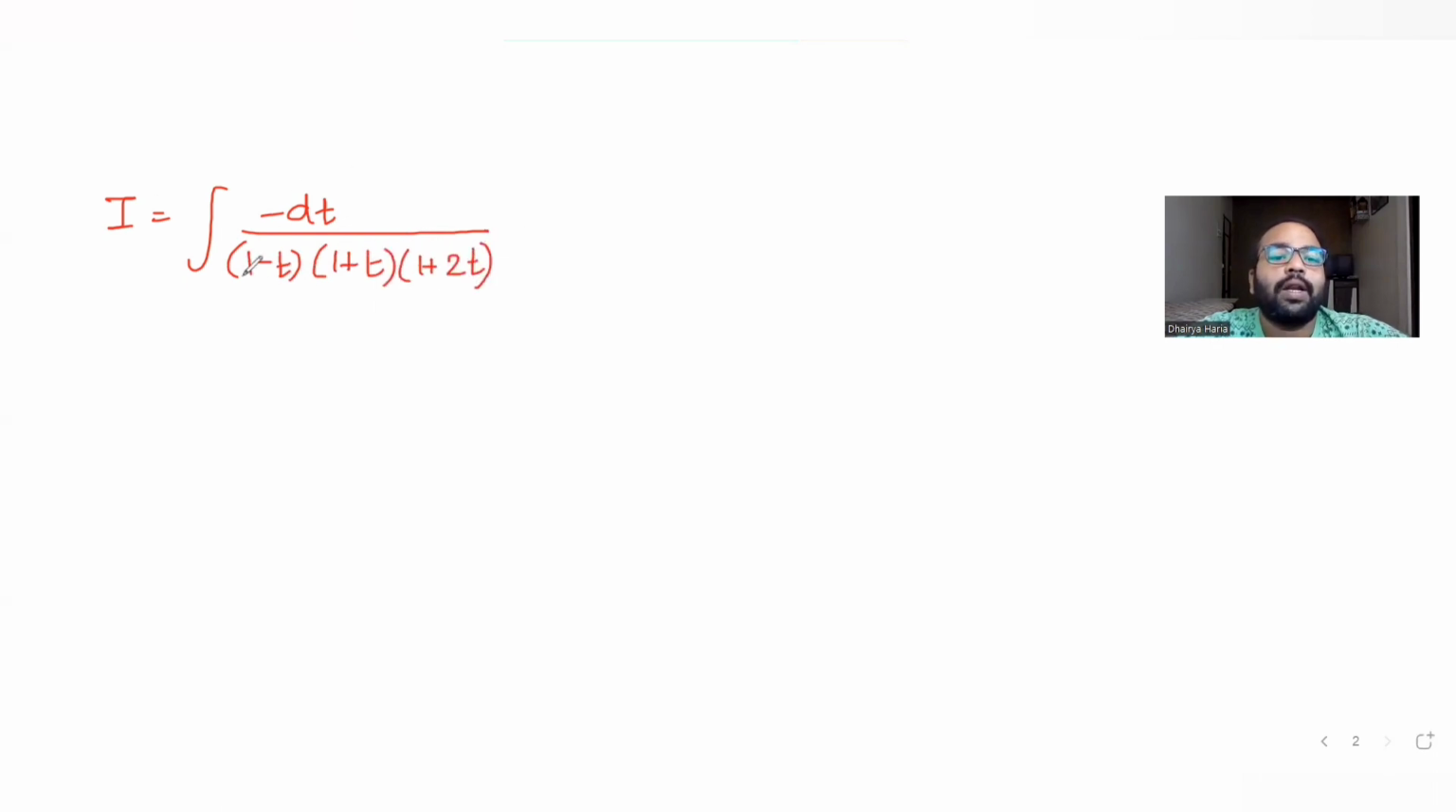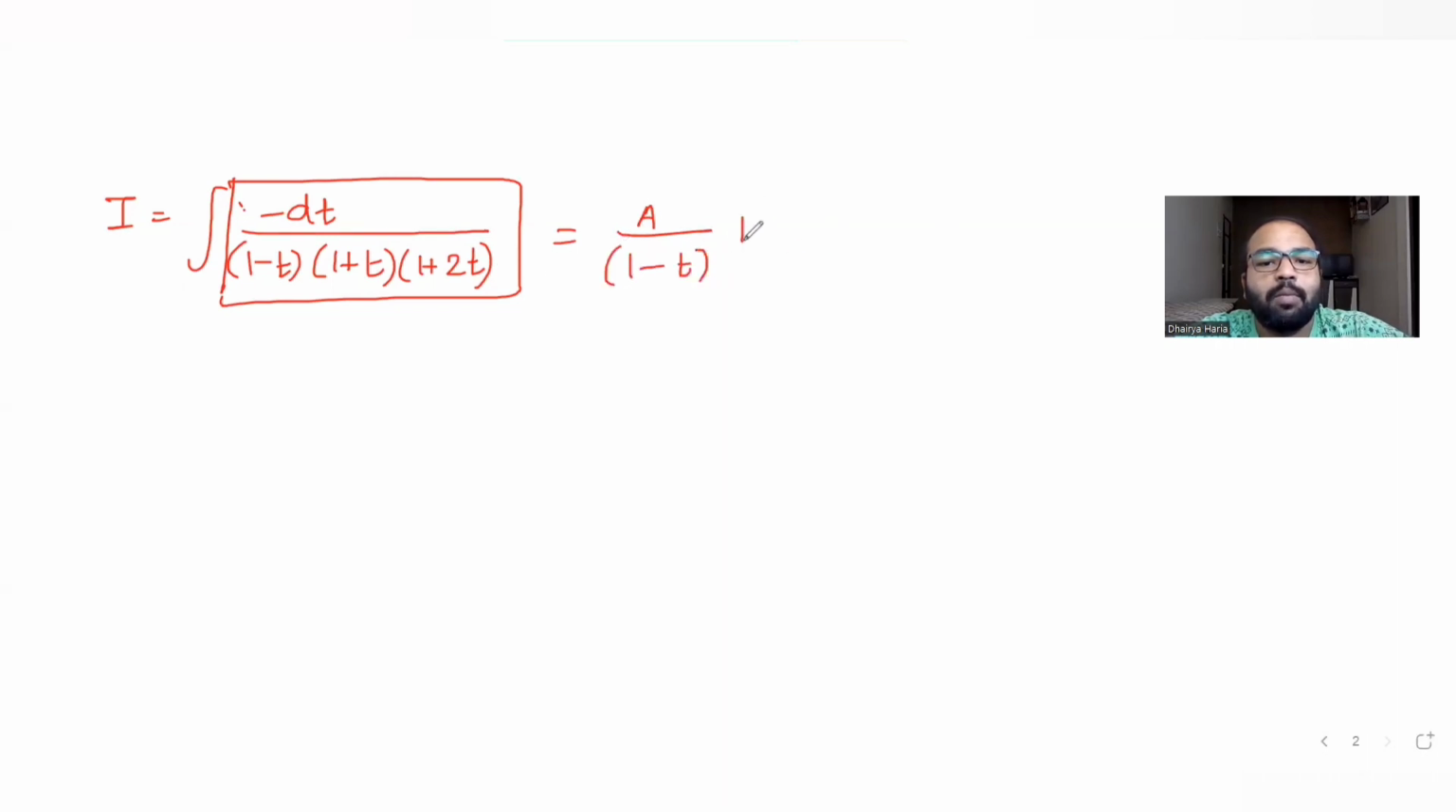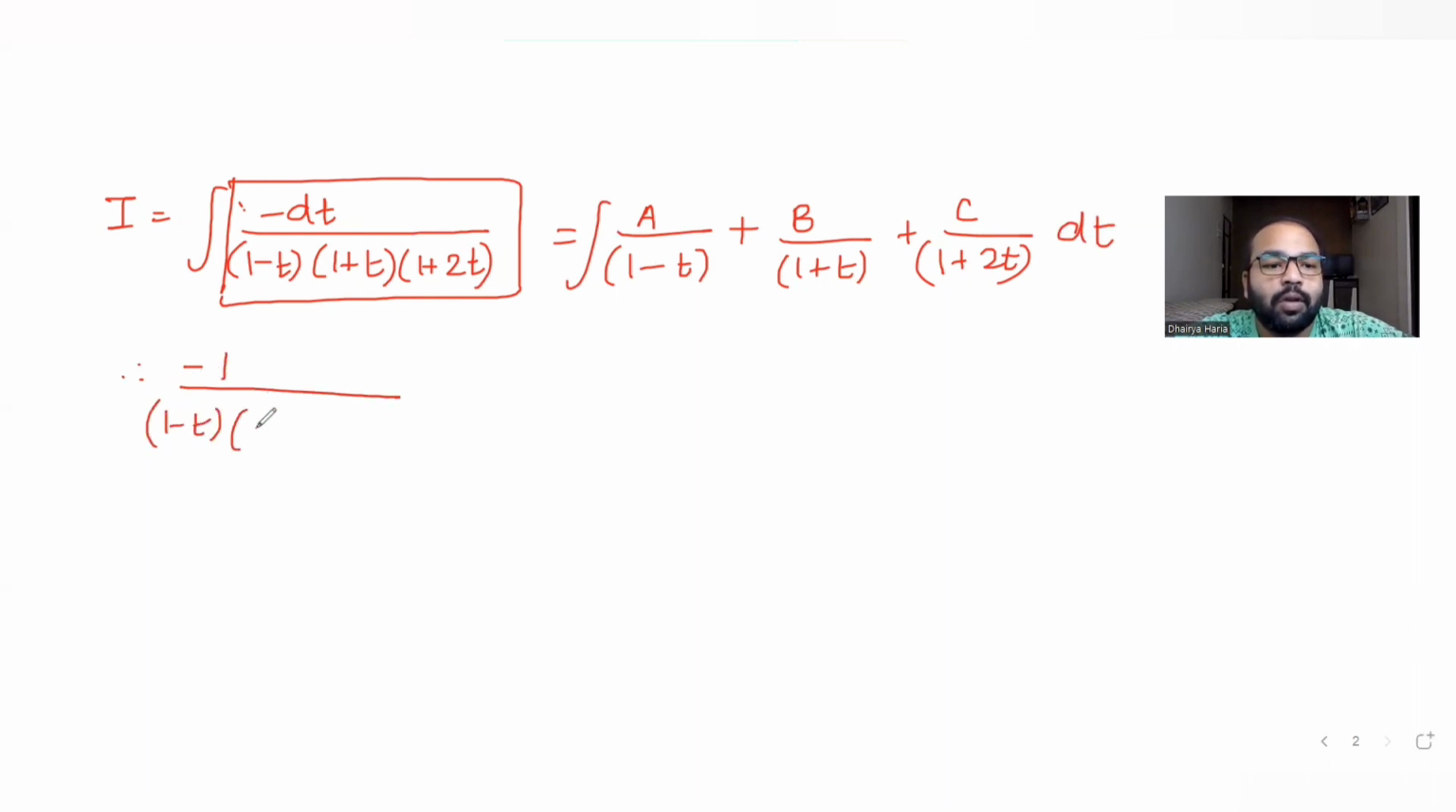Now, by partial fractions, I can write this entire fraction as a upon 1 minus t, plus b upon 1 plus t, plus c upon 1 plus 2t. First of all, let's write it in this form and find a, b, and c. So I'm comparing minus 1 upon the product of 1 minus t, 1 plus t, and 1 plus 2t with this.